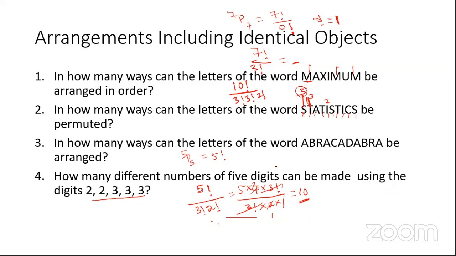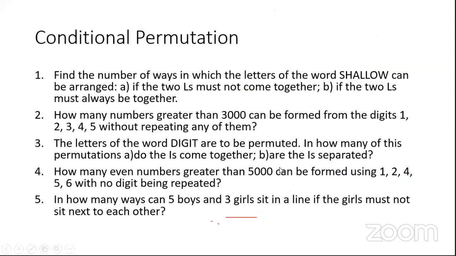We still have a lot of things to cover. So then we also talk about conditional permutation. You may be given different conditions. Look at the examples here. Find the number of ways in which the letters of the word shallow can be arranged if the two L's must not come together, then if the two L's must come together.